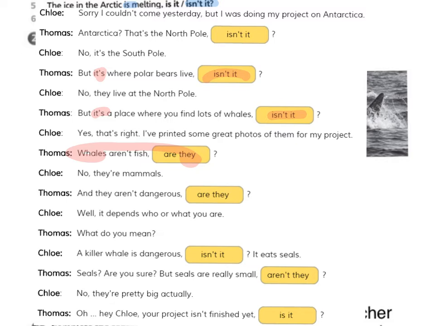It eats seals. So, killer whale is, here we have isn't, and we're talking about the whale, so we transform it into it. It eats seals.